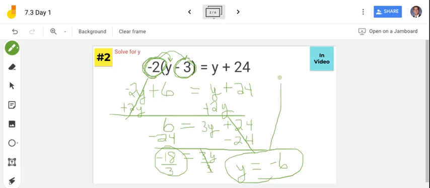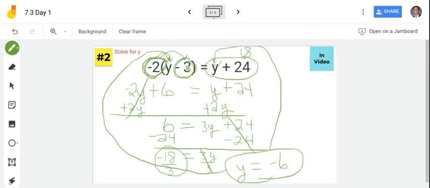I can check, I can plug it in right here. If I plug it in, I get negative 6 plus 24, that's 18. So I'd have 18 on the right side. Would I have 18 on the left side? Let's check. Negative 6 minus 3, that's negative 9. And negative 9 times negative 2 is 18. So yes, I have 18 on the left and 18 on the right. I know that y equals negative 6 is the solution.